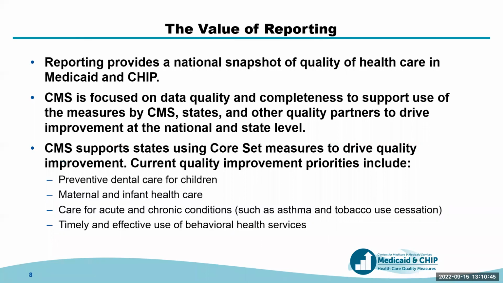So why are states strongly encouraged to calculate and report core set data? Reporting provides a national snapshot of the quality of healthcare in Medicaid and CHIP. CMS is focused on data quality and completeness to support the use of measures by CMS, states, and other quality partners to drive quality improvement at the national and state levels. Current quality improvement priorities for states include preventive dental care for children, maternal and infant health care, care for acute and chronic conditions such as asthma and tobacco use cessation, and timely and effective use of behavioral health services. Next slide, please.